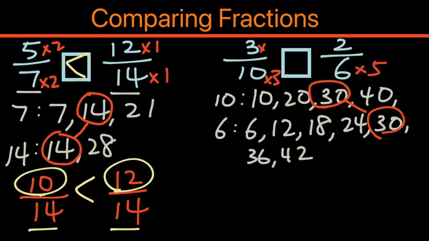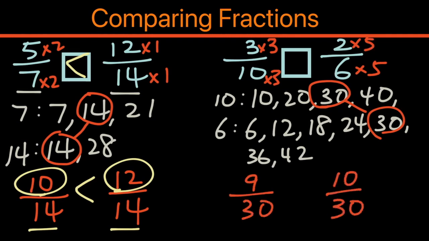And do the same in the numerator. And rewrite this, it becomes 9 over 30, 10 over 30. So this one's close. 10 is greater than 9, so it will go this way. And the final answer would be 10 over 30 is greater than 9 over 30. So, which means 2 over 6 is greater than 3 over 10.